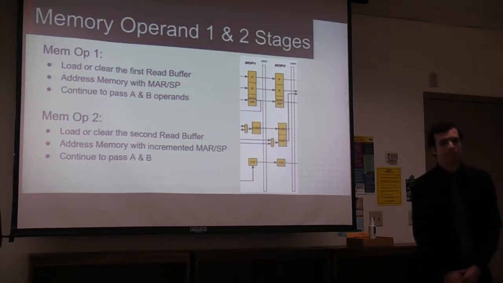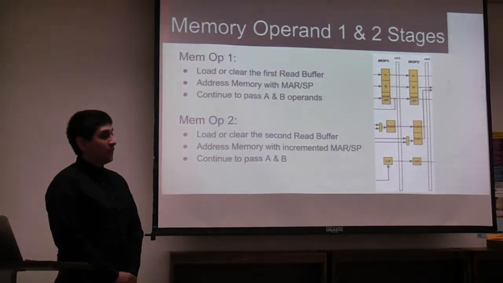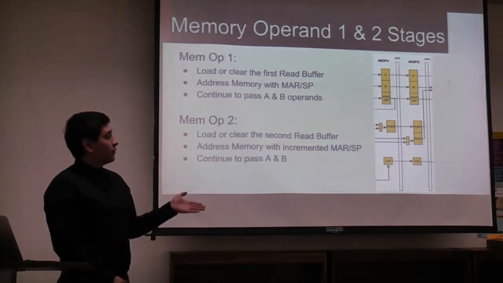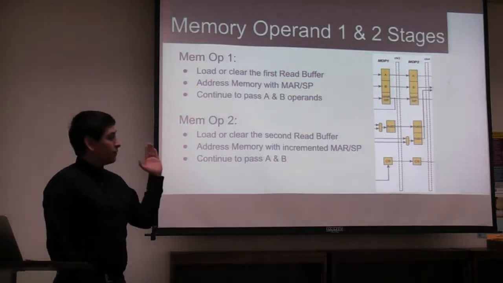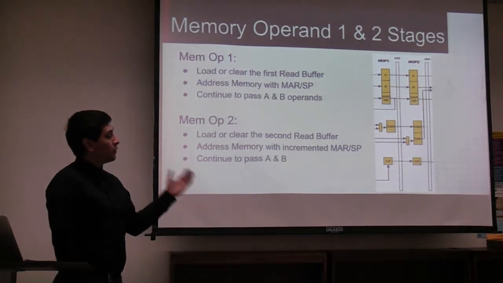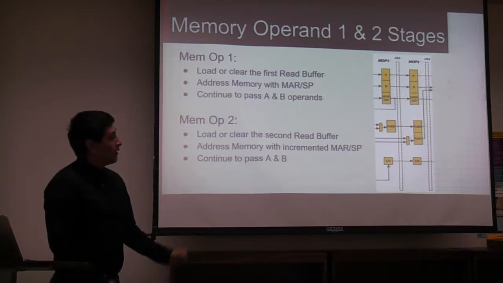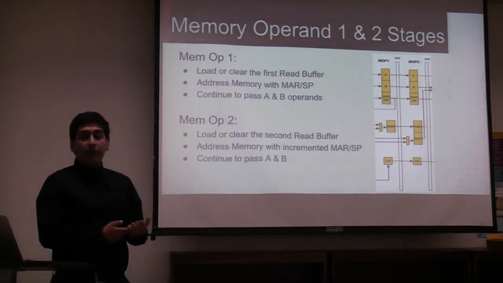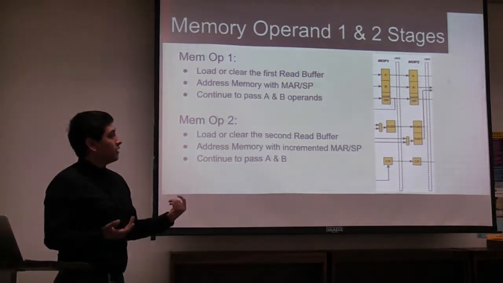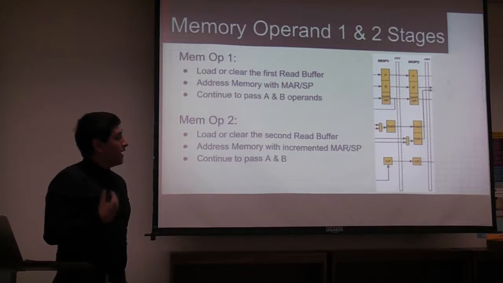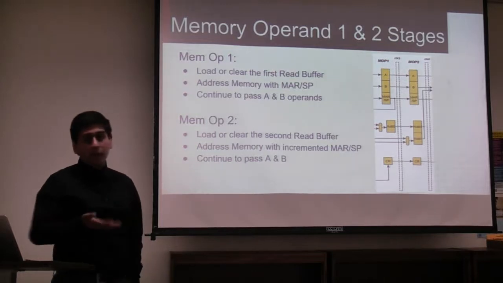So the memory operand 1 and 2 states are the read states of the pipeline. So in the MOP1 stage, we read from memory and we write it to a single read left register. And what we do is, for the MOP2 stage, we pass the first register that was in MOP1 into MOP2. And at this stage, we're going to have the whole word that's loaded from data memory. And what's also done in this stage is that SP, the stack pointer, and the MAR register are incremented depending on which instruction is in these stages.